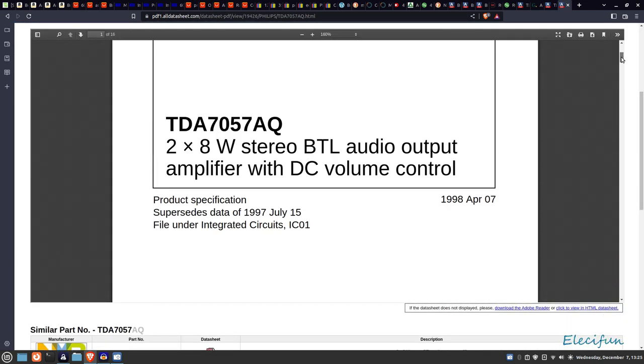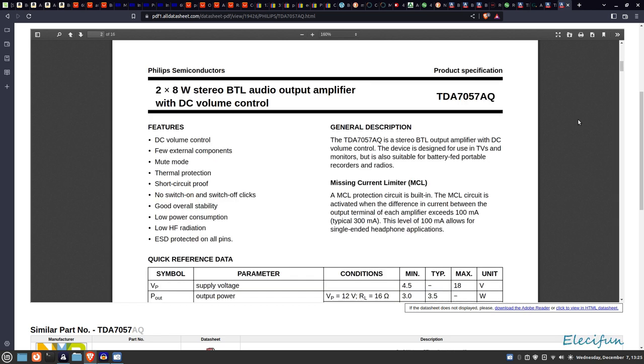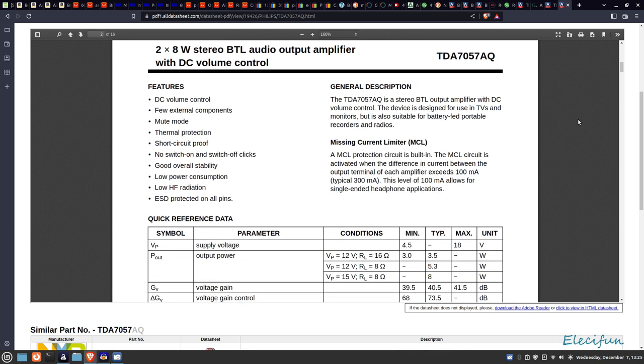So let's have a little look down. All right, well, straight away: 2 times 8 watt stereo bridge tied load, BTL, audio output amplifier with DC volume control. We're going to supply voltage. What we got here for our features: DC volume control, few external components, mute mode, thermal protection, short circuit proof, no switch on and switch off clicks, good overall stability, low power consumption, low HF radiation, ESD protected on all pins.